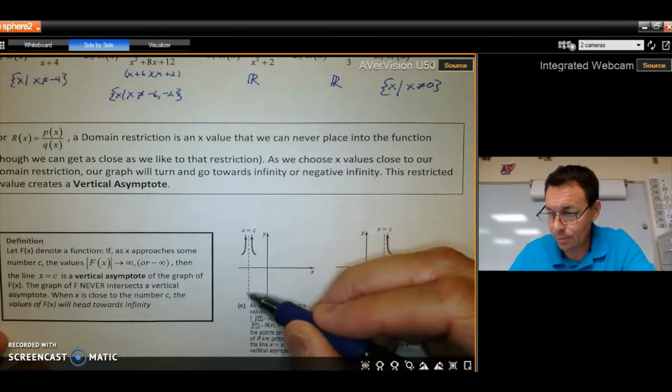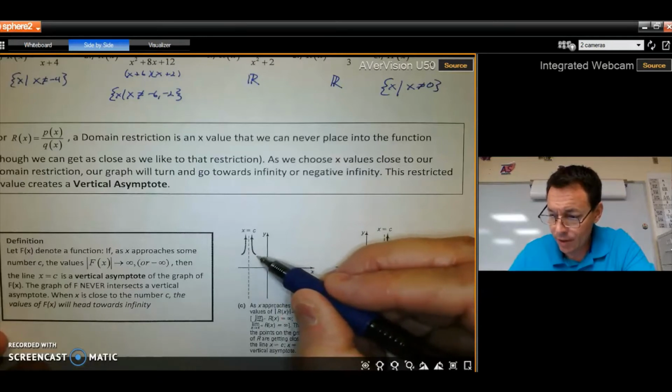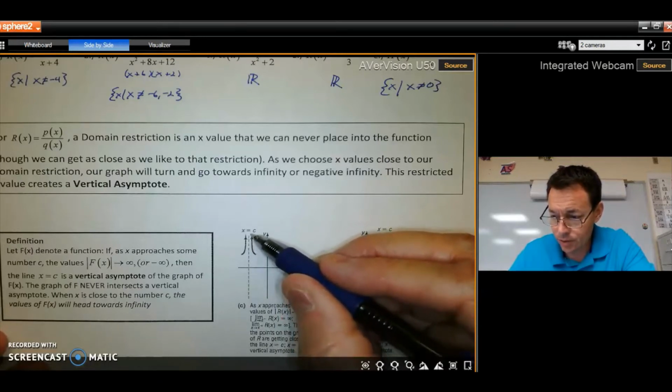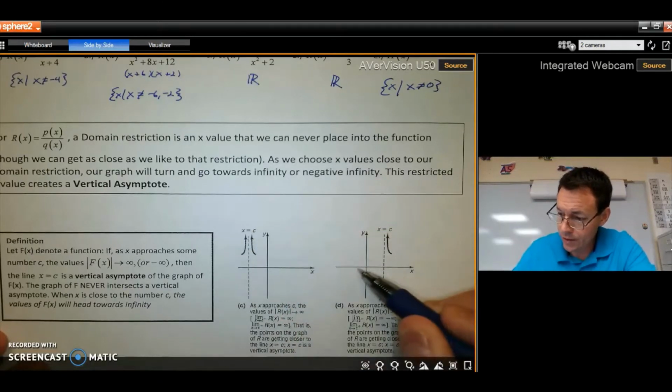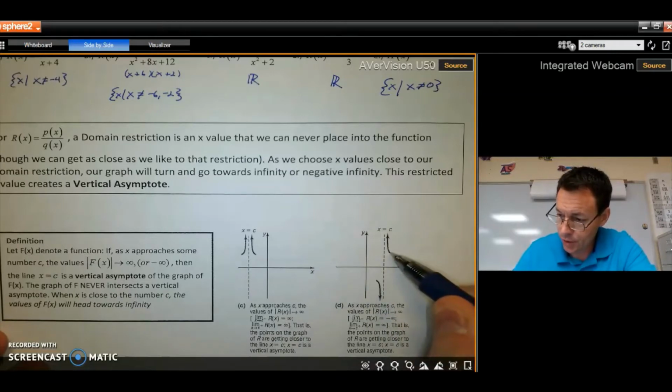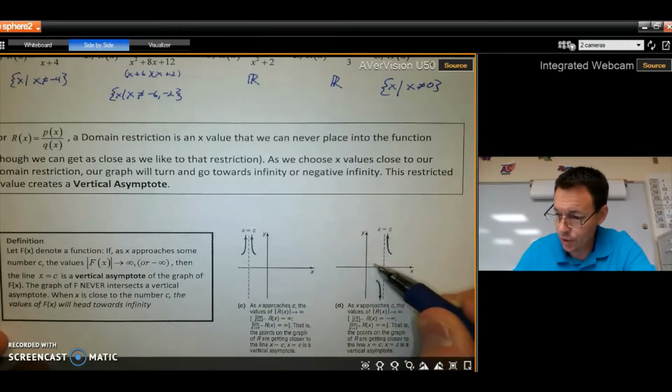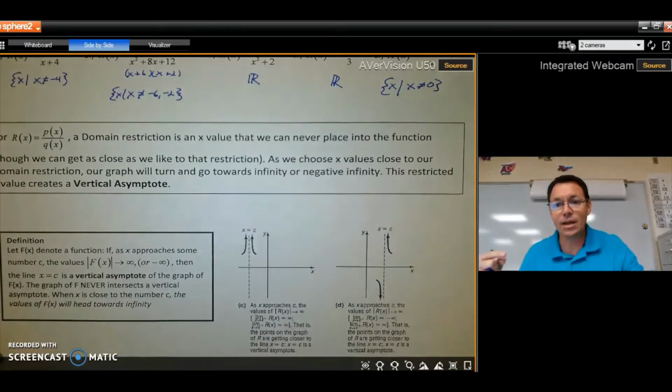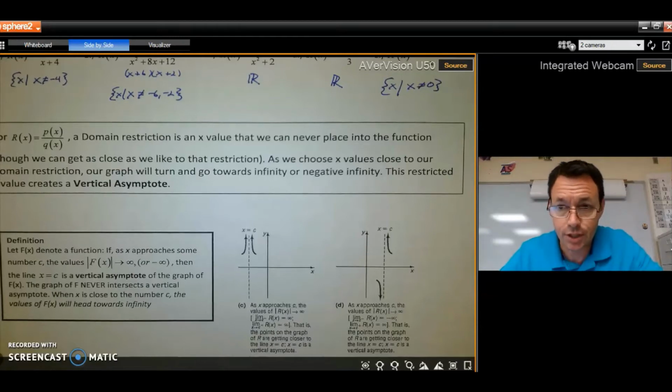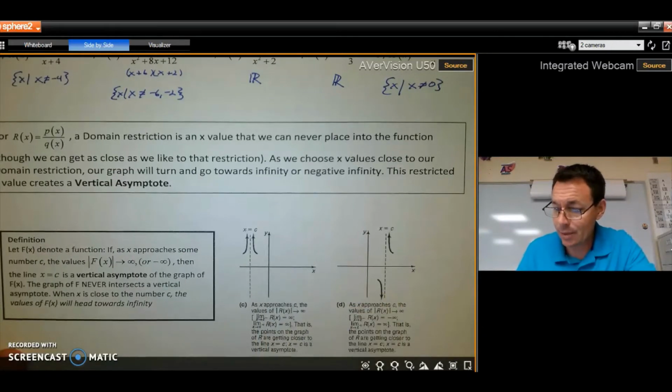Think of it as like a brick wall, and as you're driving, you have to turn. You either turn right, or in this case over here, you're turning towards positive infinity, or you could turn towards negative infinity, but you can't go through the wall. Okay? And then you're going to get closer and closer to it, but you're never going to touch it. So that is an example of a vertical asymptote.